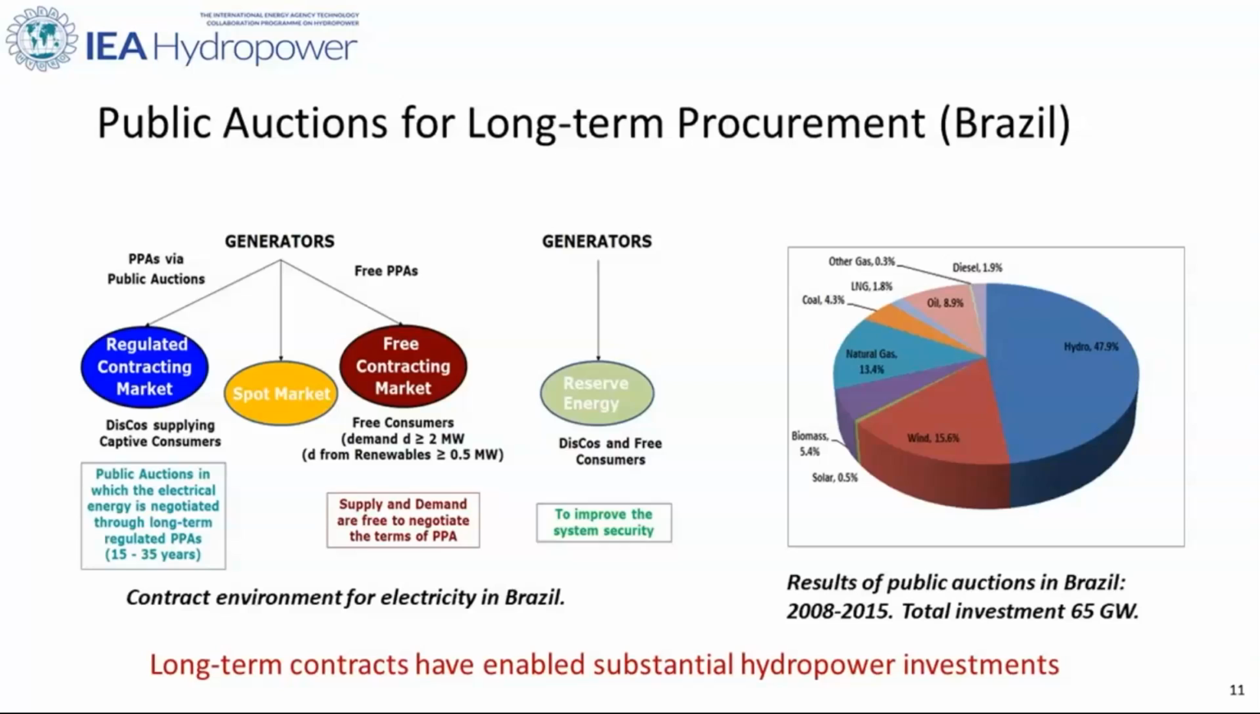almost half of that actually from hydropower. So that's one example that illustrates that long-term contracts procured competitively through public auctions could assist in enabling investments in this technology in the long run.